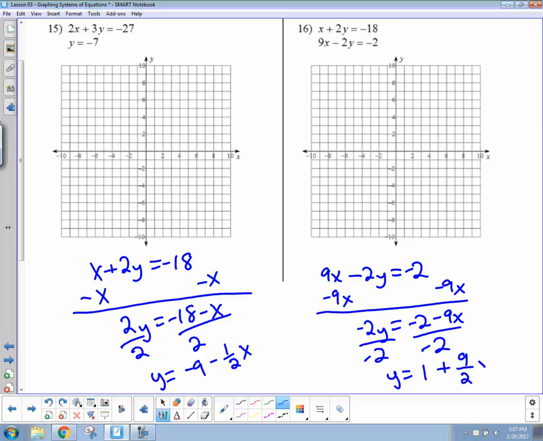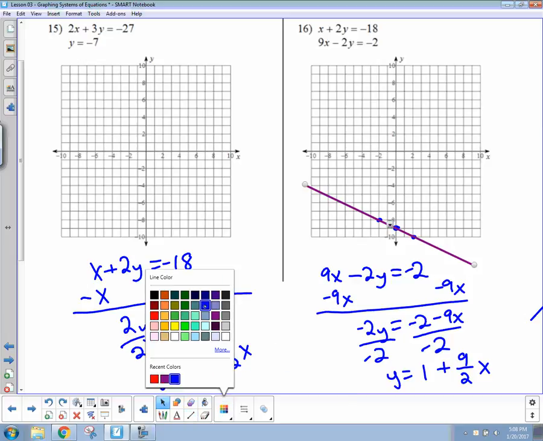Okay? So I'm going to come up here. Again, I'm just going to shoot from the hip here. Negative 9, that's right here. Negative 1, 2. So down 1 over 2. Up 1, back 2. Again, it's a negative slope. Take your line tool, draw your ruler, draw your line. Nope, forgot. I had purple last time. Changes to blue. There we go. Again, the arrows.